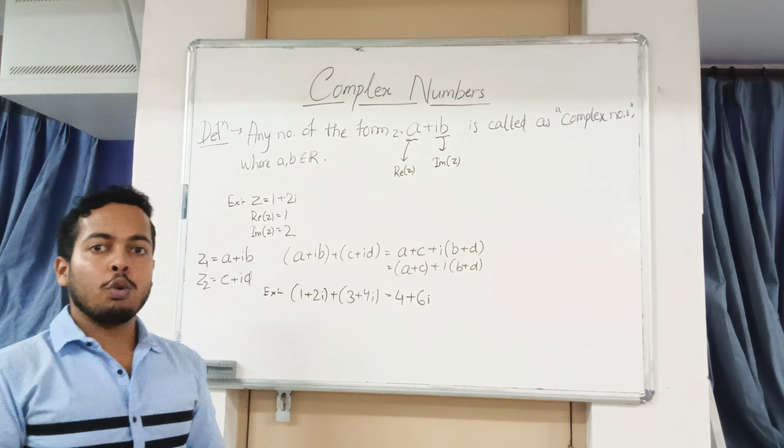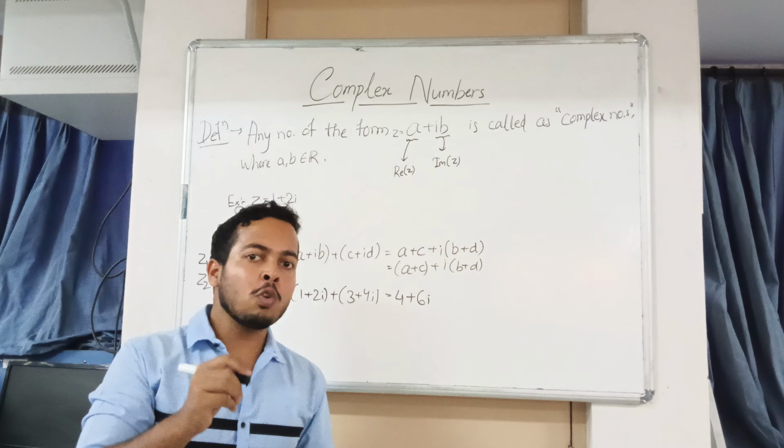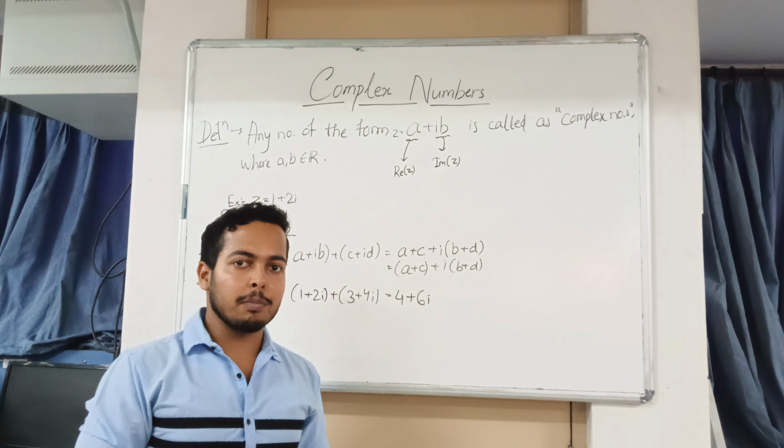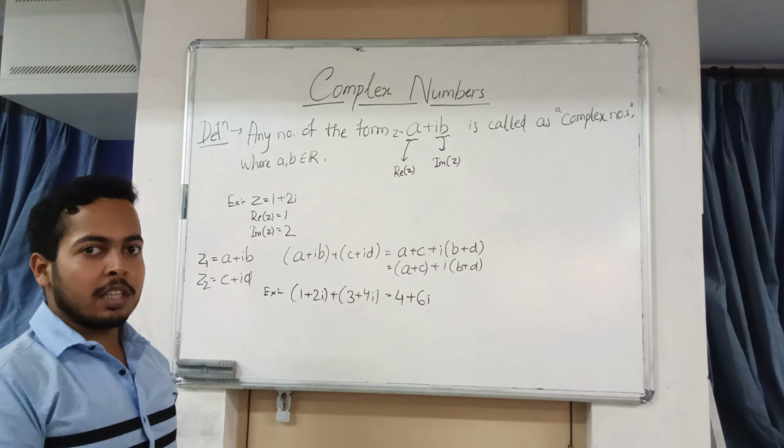Similarly, we can also show that the subtraction, multiplication and the division of two complex numbers is always a complex number. Now, let's see how we can plot these complex numbers in a graph.